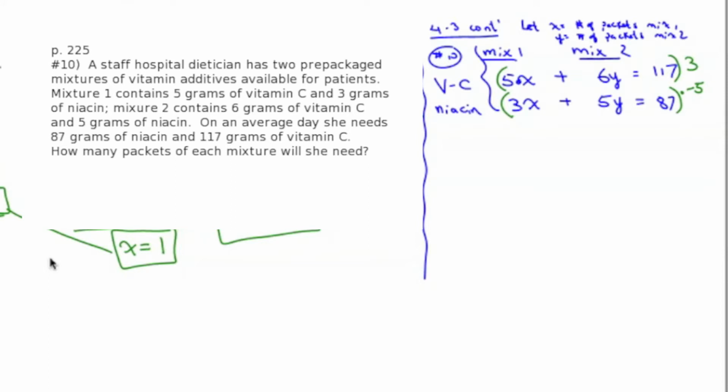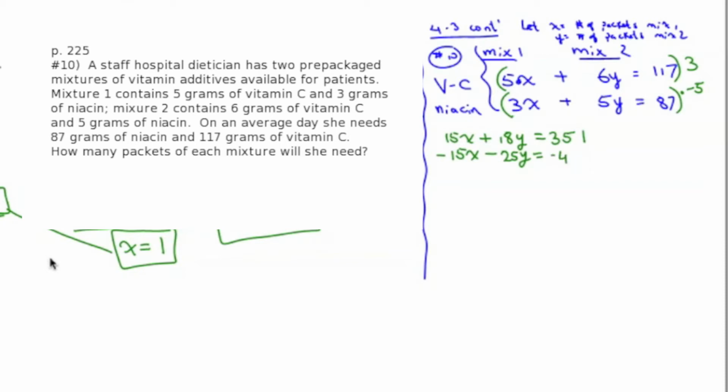3 times 5 is 15x. 3 times 6 is 18y. 3 times 117 is 351. All right, and negative 5 times 3 is negative 15x. Negative 5 times 5, negative 25y. Negative 5 times 87, negative 435.